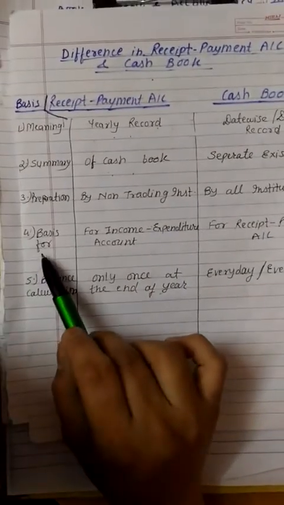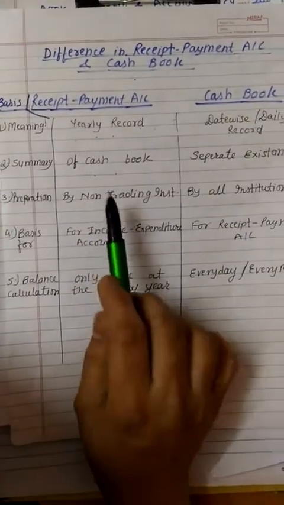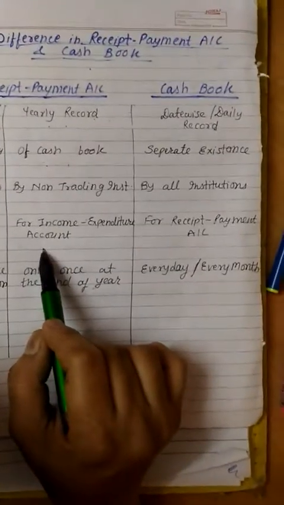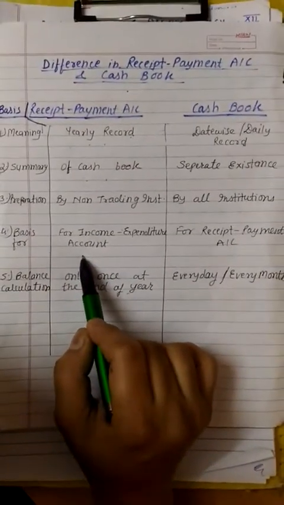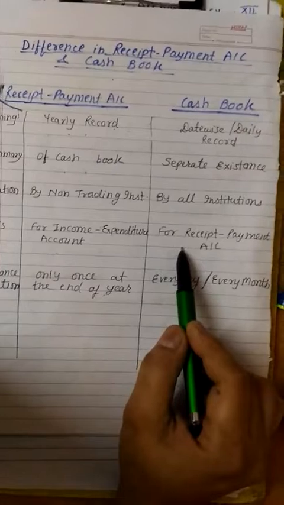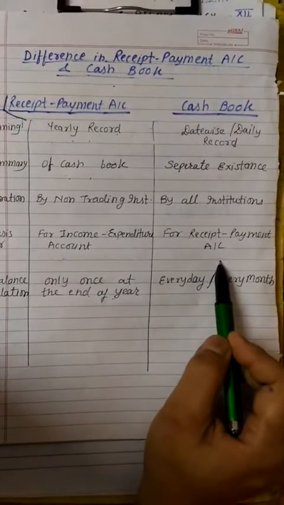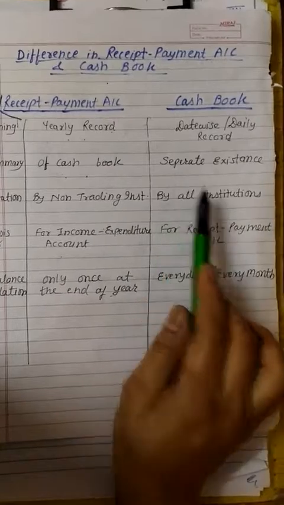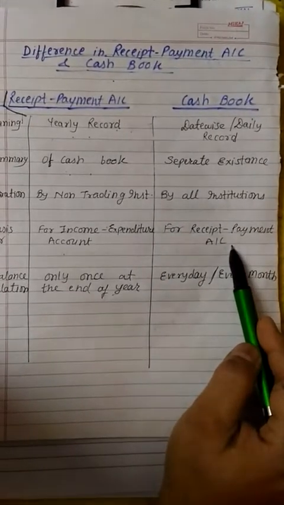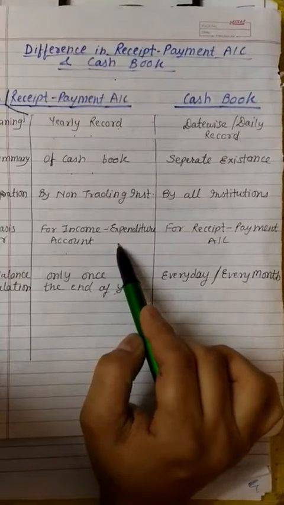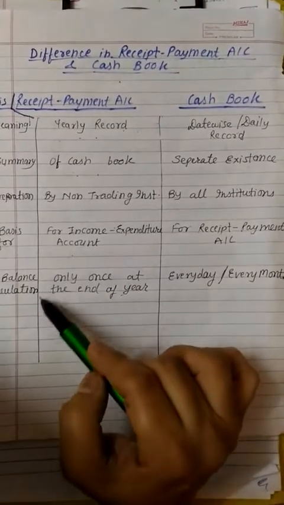Next topic is basis for. The receipt and payment account serves as a basis for preparing the income and expenditure account. But the cash book serves as a basis for the receipt and payment account, which means on the basis of the cash book we prepare the receipt and payment account, and on the basis of the receipt and payment account we prepare the income and expenditure account.